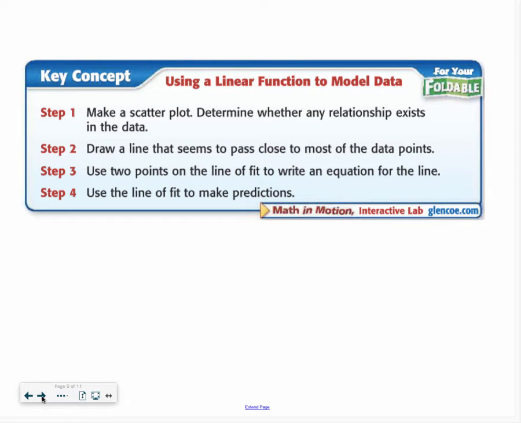All right, so key concept, another thing for you to take a screenshot of and tuck away into your tech screen or your math screenshots folder. Okay, so our first step is to make a scatter plot. Determine whether any relationship exists in the data. So that means you're going to take a table of values, you're going to plot them on the graph, and then you're going to look, is it positive correlation, negative correlation, or no correlation? Your second step is going to be to draw a line that seems to pass close to most of the data points. Step 3 is to use 2 points on the line of fit to write an equation for the line. And step 4 is use the line of fit to make predictions.